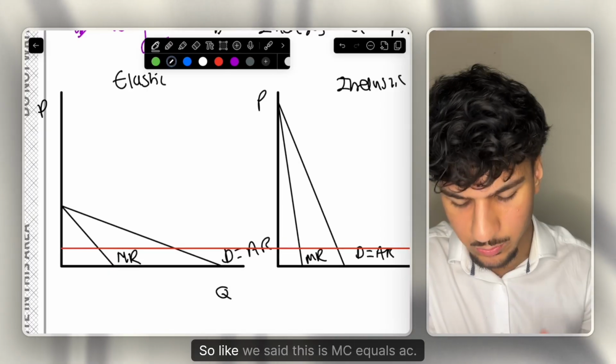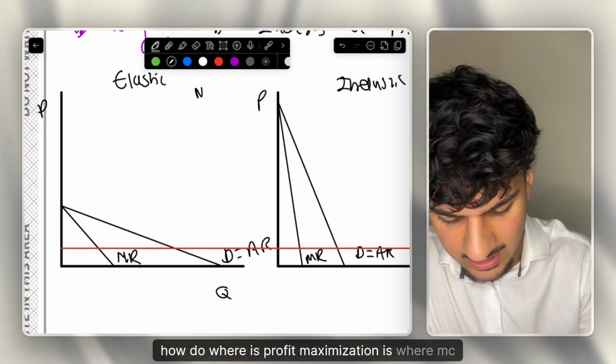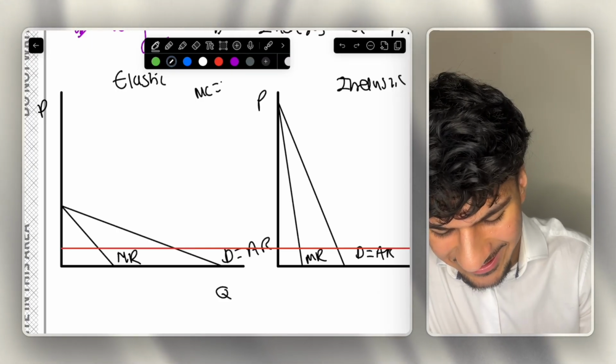So how would we do this? Like we said, this is MC equals AC. So profit maximization is where MC equals MR.